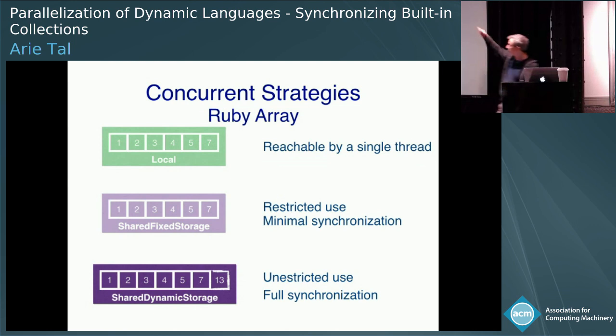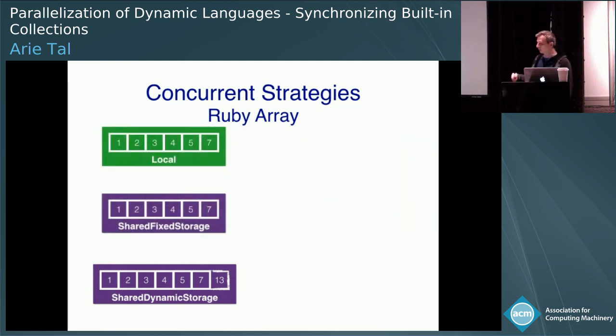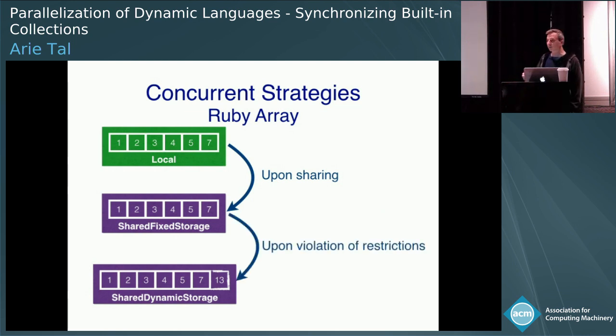So we have basically no synchronization, minimal synchronization, and full synchronization. You see the gradual part that I was talking about, right? So how do the triggers look? Upon sharing, obviously, we will move from a local to a shared strategy, so we switch from local to the shared fixed storage. And if our assumptions about the behavior of shared fixed are violated, we will switch to the dynamic storage.